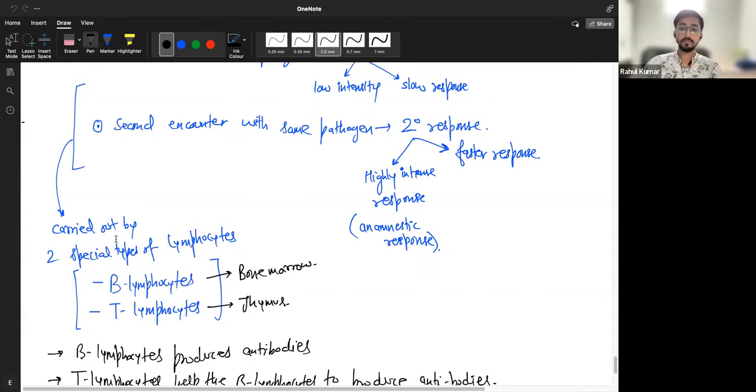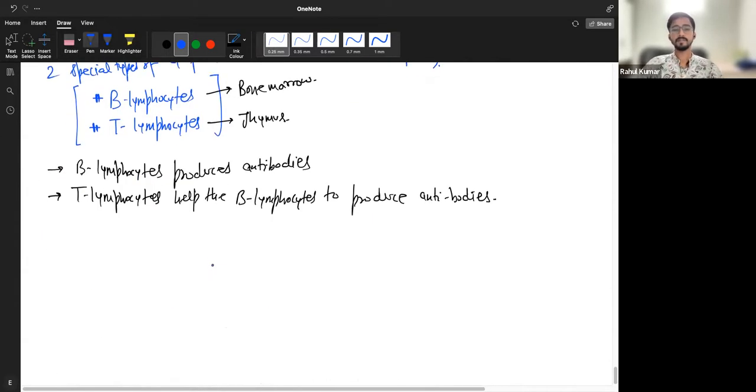These two types of lymphocytes, B lymphocytes and T lymphocytes, are named B and T because of where they are synthesized and produced in the body. B lymphocytes originate from bone marrow majorly. T lymphocytes come from the thymus, hence the names B and T lymphocytes. As I told you, B lymphocytes produce antibodies, so today we'll start with the structure of antibodies. So write down.